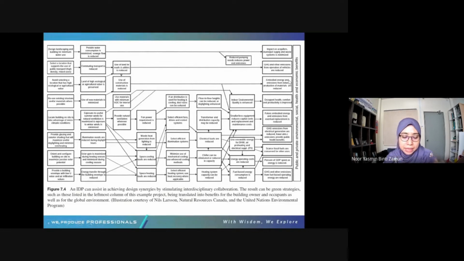So by recycling the existing structure or materials, we actually have two benefits, which is production of materials are reduced, and also energy and emission from eventual replacement is reduced. So this will give a good impact to the public and private environmental, social, health and economic benefits. Okay, so you can read it. From the leftmost is the example of the project, and then to the right is the benefit.